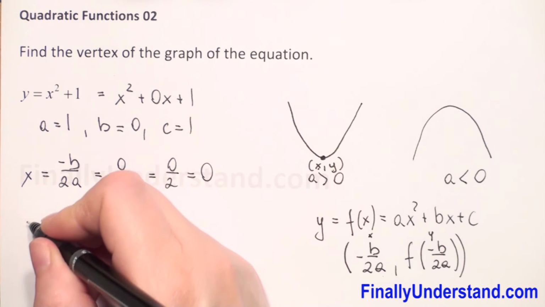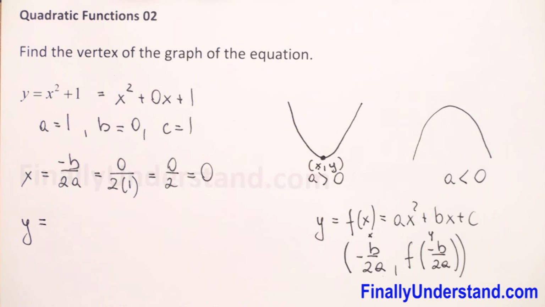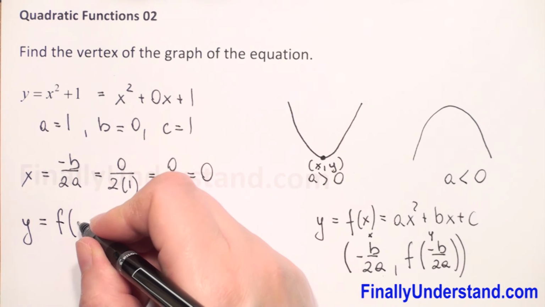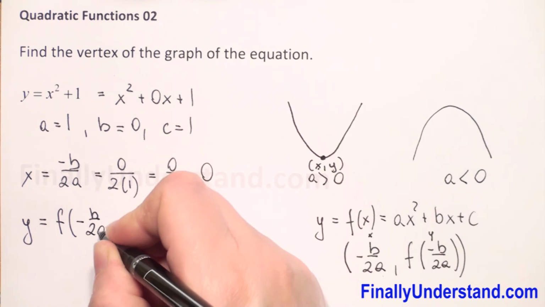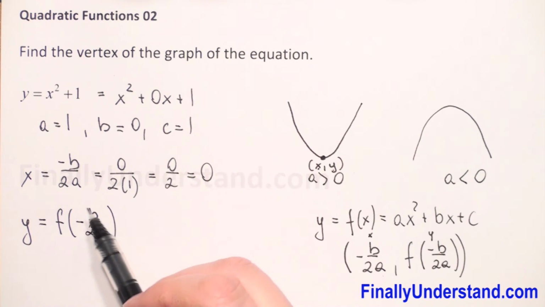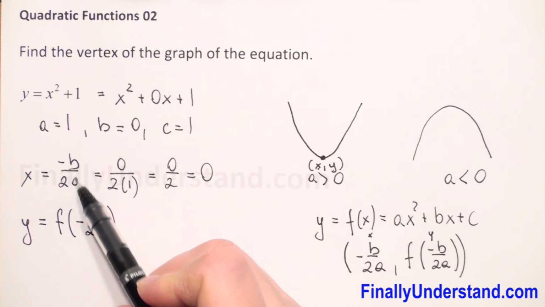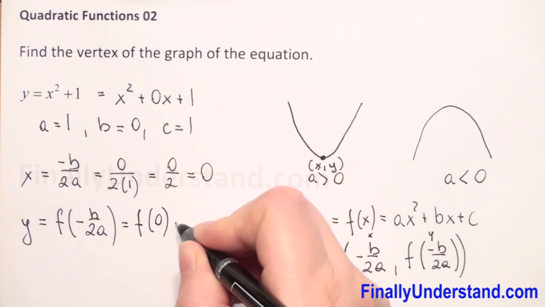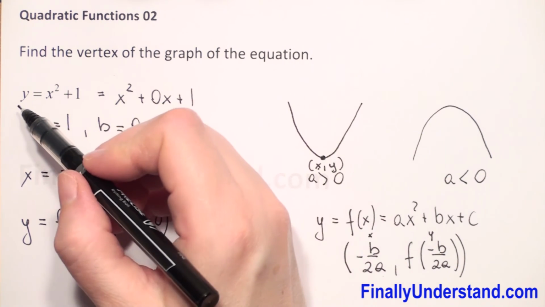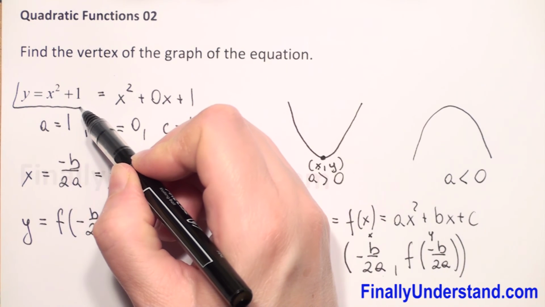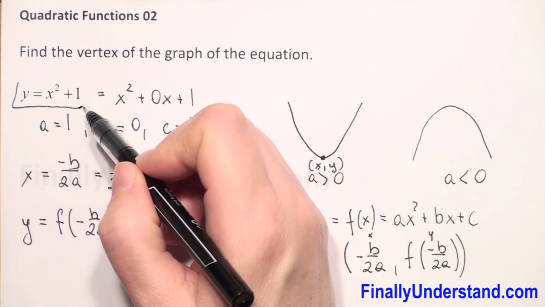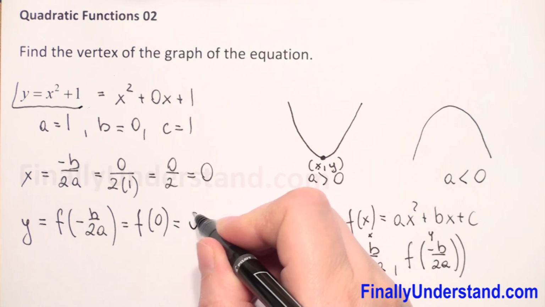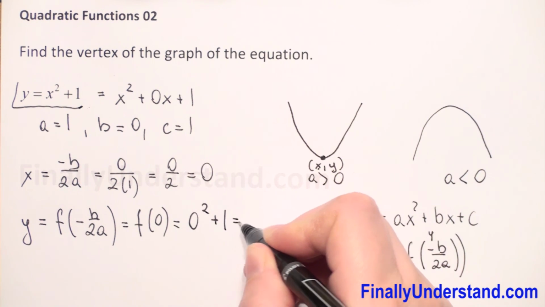Next we have to find the y coordinate, and y is the value of our function for negative b over 2a. We found that negative b over 2a is 0, so we have to find f of 0. How do we do this? We have to substitute every x in our given function by 0. So we will have 0 to the second power plus 1. So this is equal to 1.